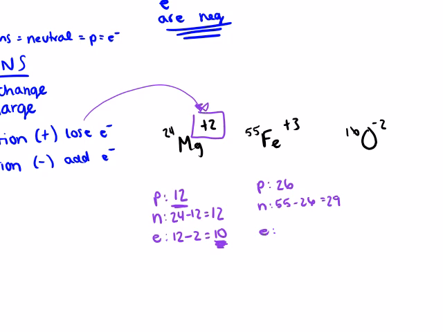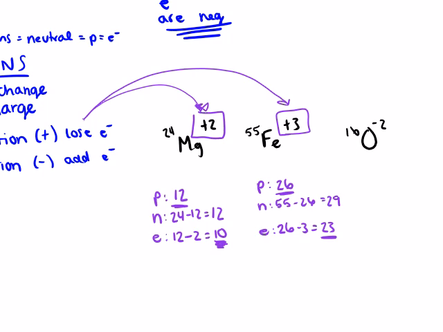And now again, let's look at our charge here. I have a charge, that means my electrons are different. I have lost 3. So I had 26 electrons, I lost 3, and so I have 23 electrons now. I know that I started with 26 electrons because remember, atoms are neutral. They naturally exist in neutral states. But now we're working with ions.